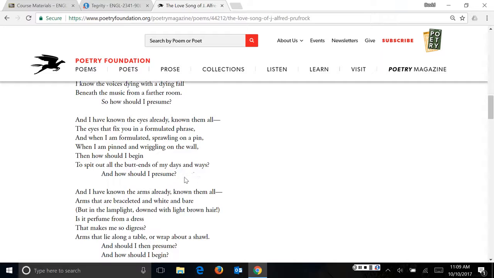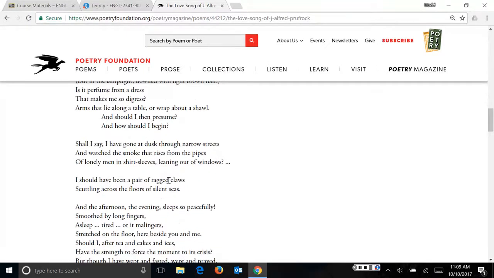And he goes on, and he talks about arms and so on. And he says, "Shall I say, I have gone at dusk through narrow streets and watched the smoke that rises from the pipes of lonely men in shirt sleeves, leaning out of windows. I should have been a pair of ragged claws scuttling across the floors of silent seas." And that's a really powerful image, right?